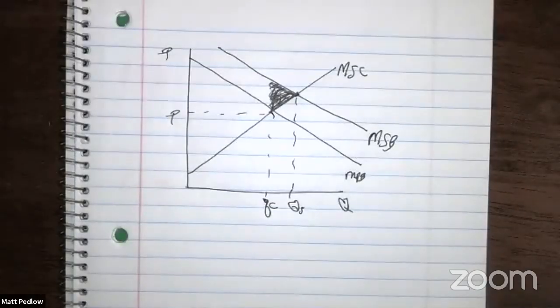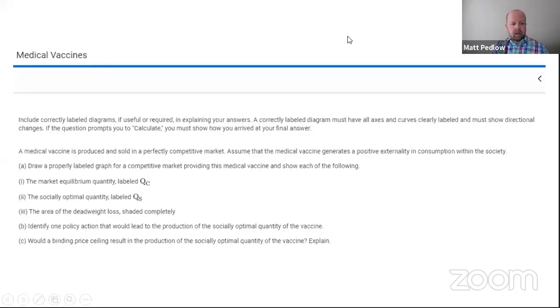Then it says, identify one policy action that would lead to the production of the socially optimal quantity. Well, that's what we just talked about, right? Easy answer, per unit subsidy. And then the bottom one, would a binding price ceiling result in the production of the socially optimal quantity? This is exactly what we did yesterday. So hopefully you're like, man, this is all coming together.